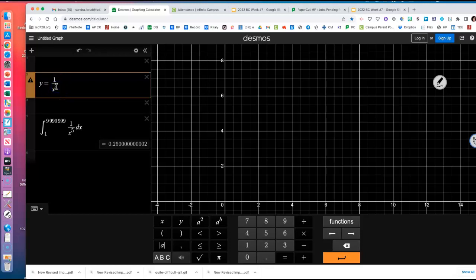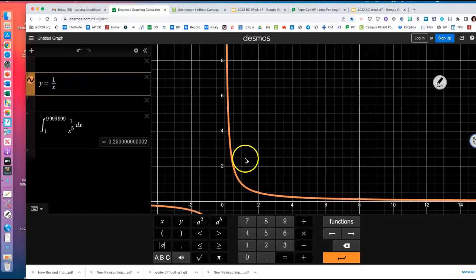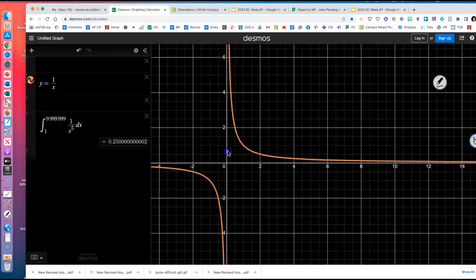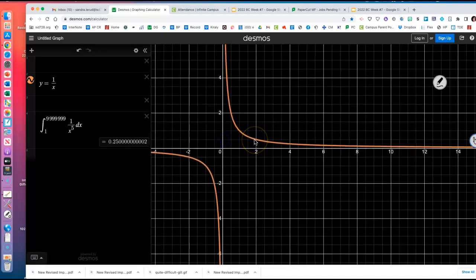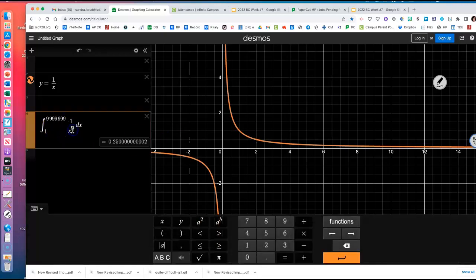Oh, that's kind of dumb. All right, there. So now this guy is riding higher than 1 over x squared was, correct? It's above it. Maybe it converges. I don't know. I'm going to take this 5 out.